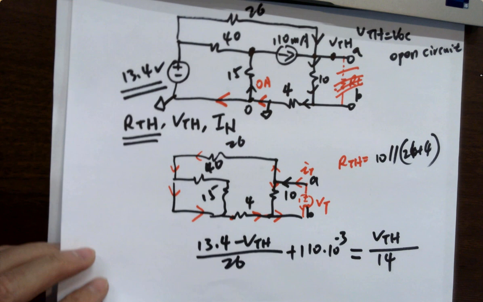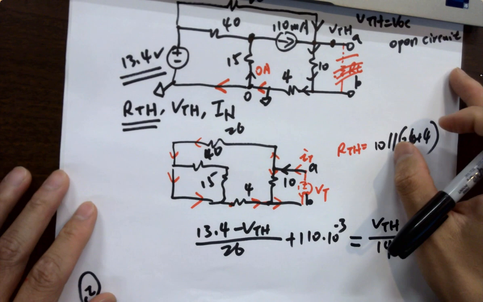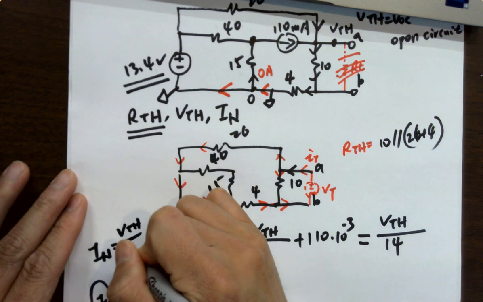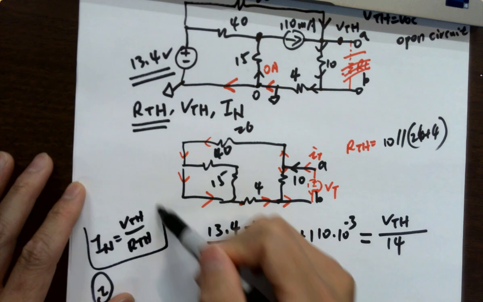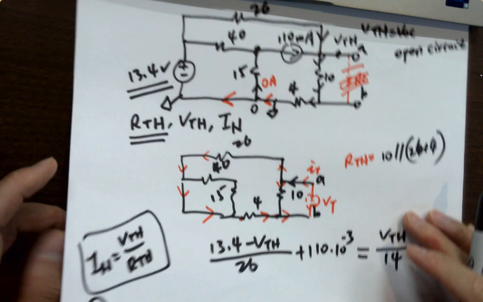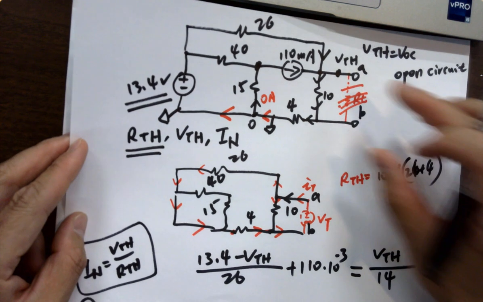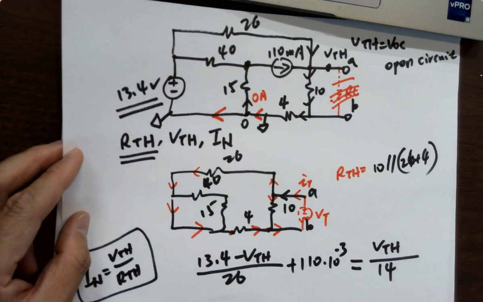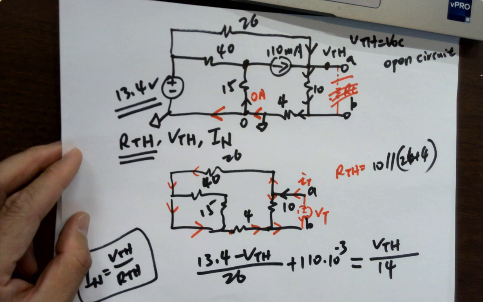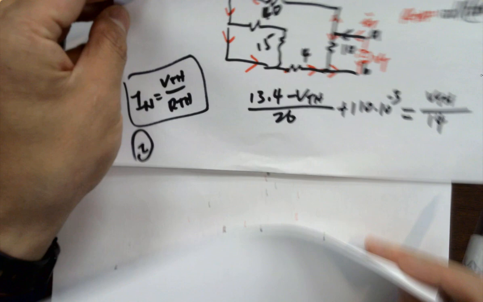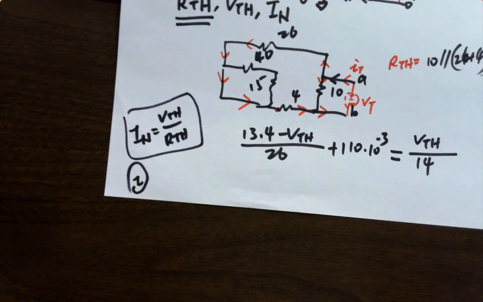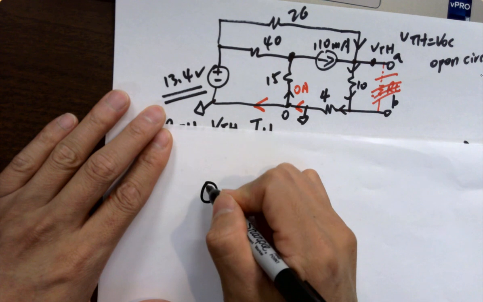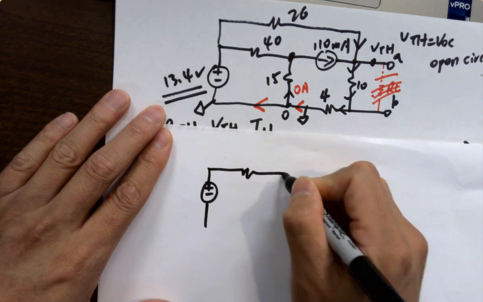For IN, if you get VTH, what's the way to get IN? IN equals VTH over RTH. Keep that in mind. You can immediately get IN without transforming the circuit to something else. However, sometimes it may ask you to find IN directly from the circuit, and I'm going to show you how to do it.